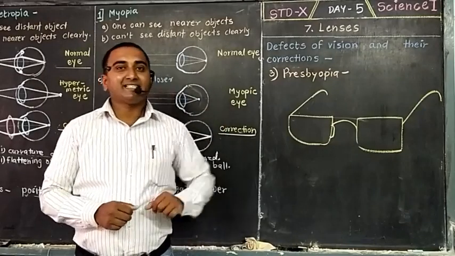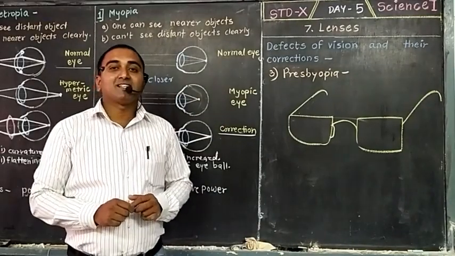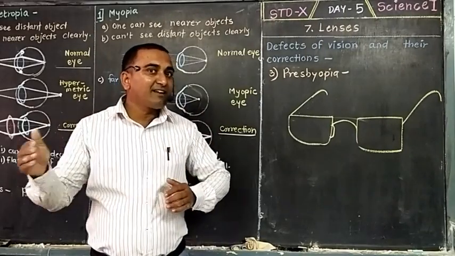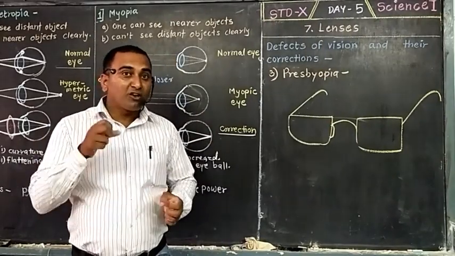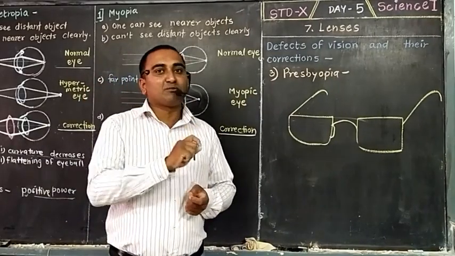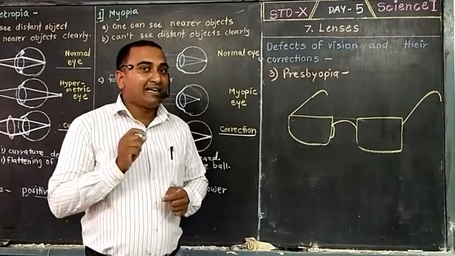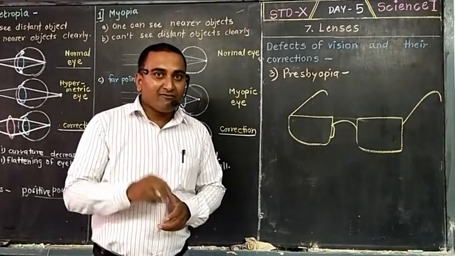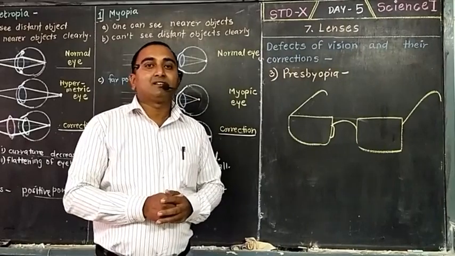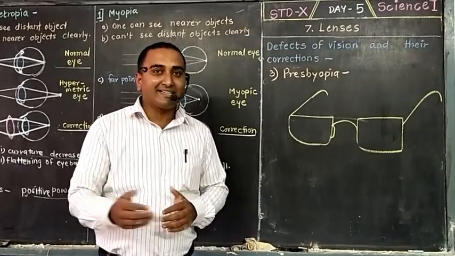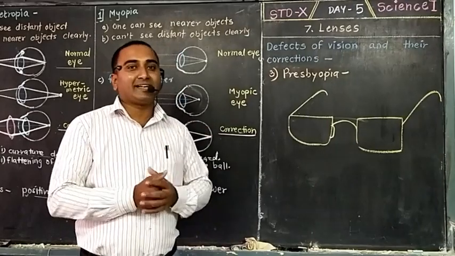With increasing age, the muscles near the lens become weaker and weaker, and the focusing power, or the ability to change the focal length, that is, the accommodation power of the lens, decreases. In such a condition, the person may have both problems, nearsightedness and long-sightedness.